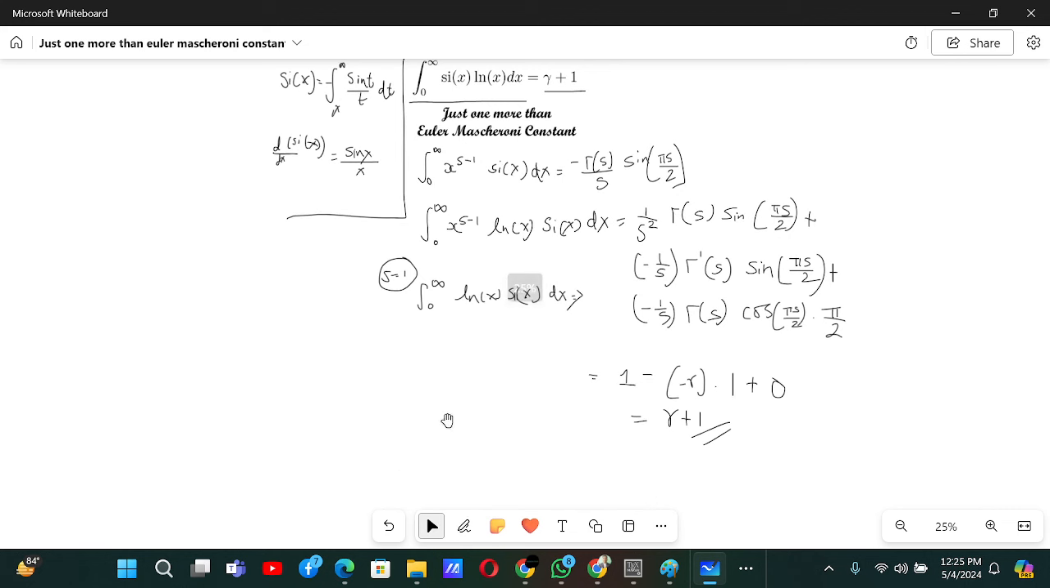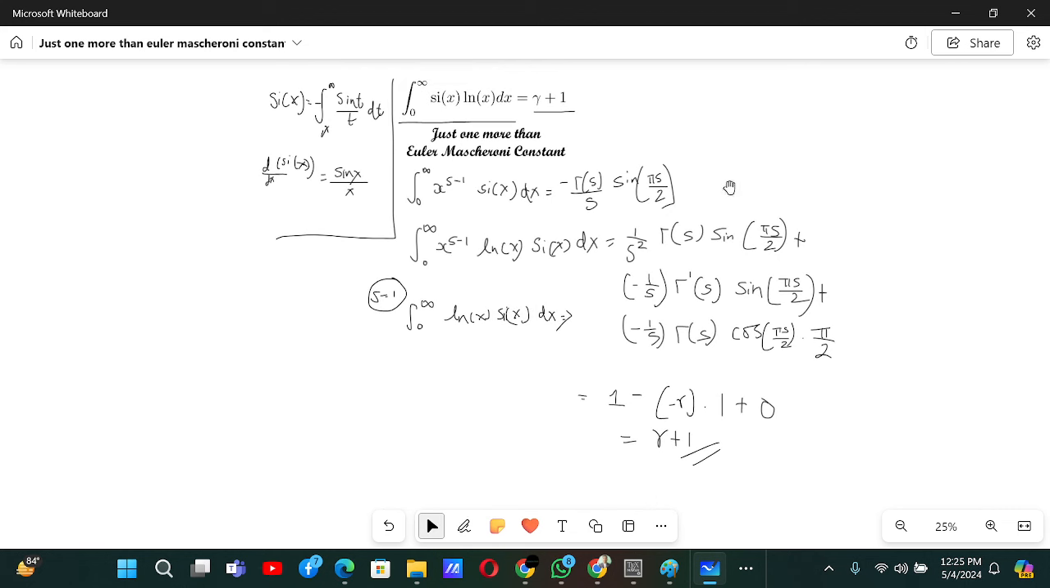You can also do it without using this Mellin transform formula of si of x. You can also do it without this, but since we derived this in just the previous video, I have used this and the problem became pretty simple.